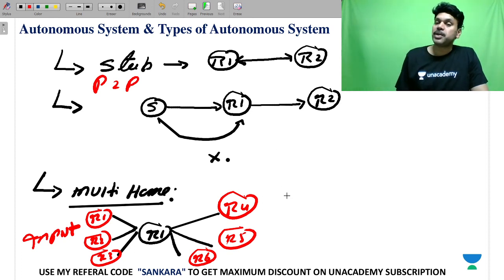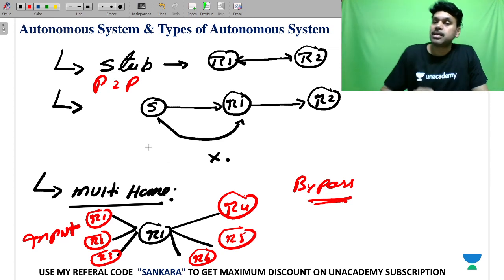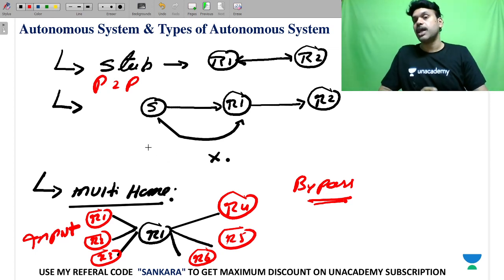But what is the problem here? Here also you cannot do what? Bypass. So this is how the autonomous systems and the types of autonomous systems we have.